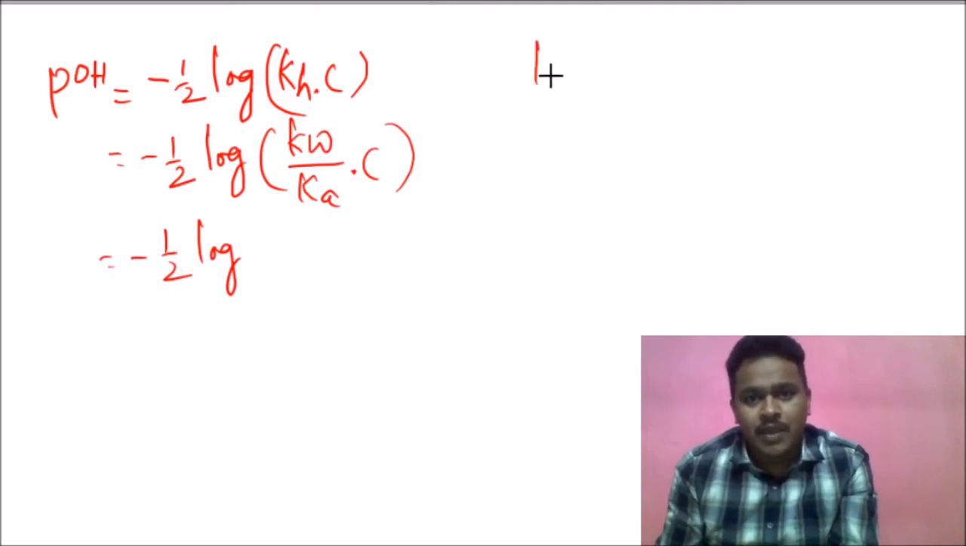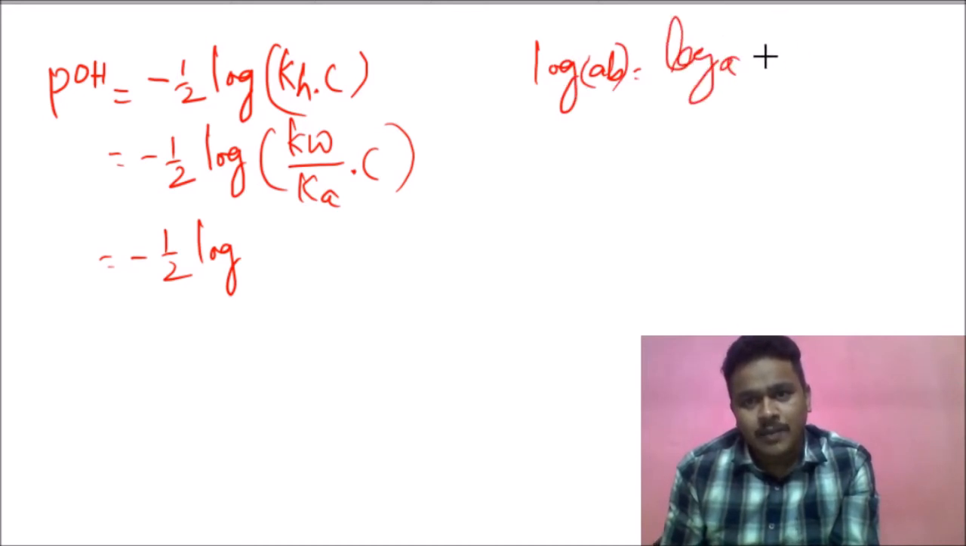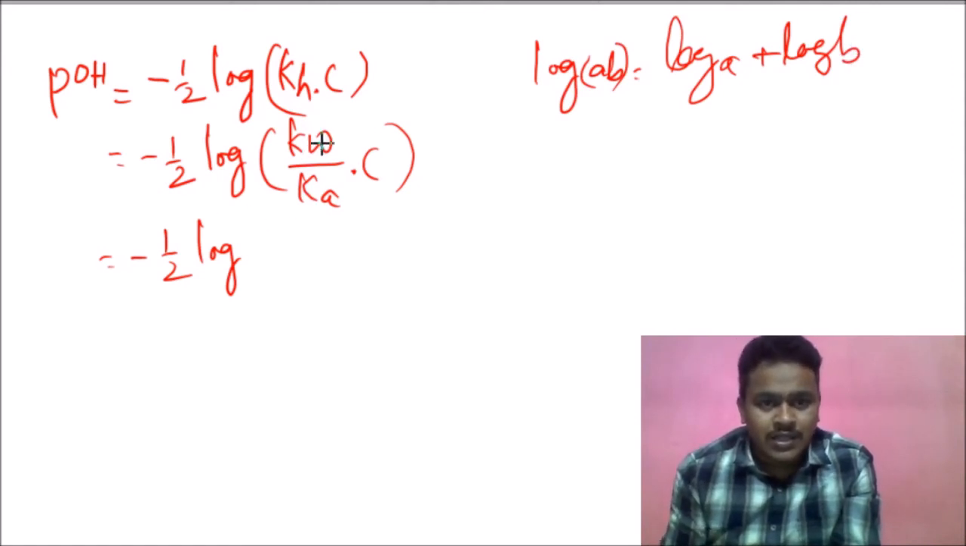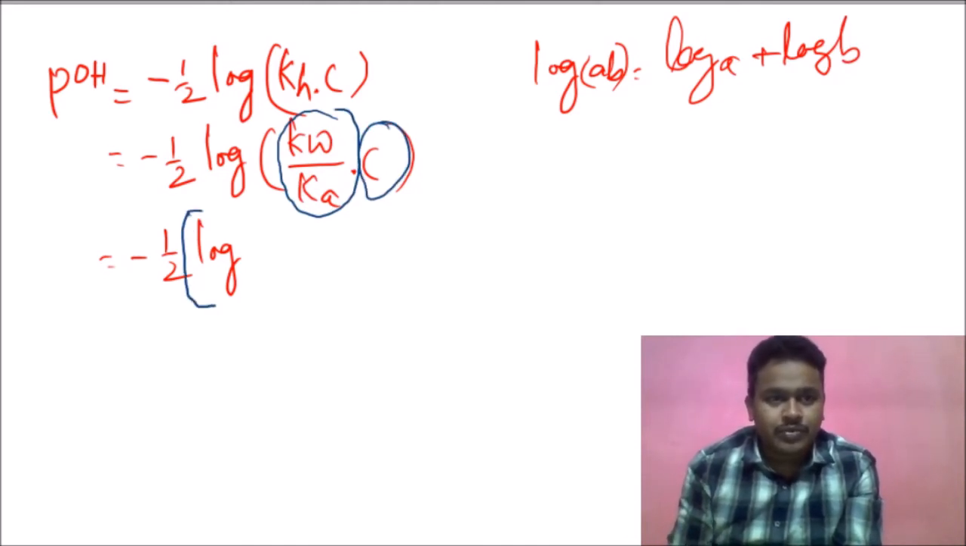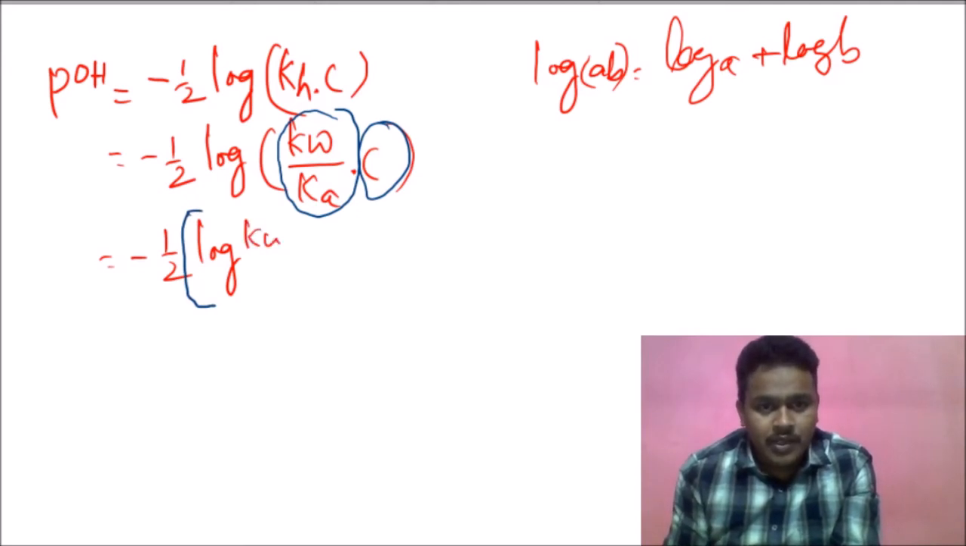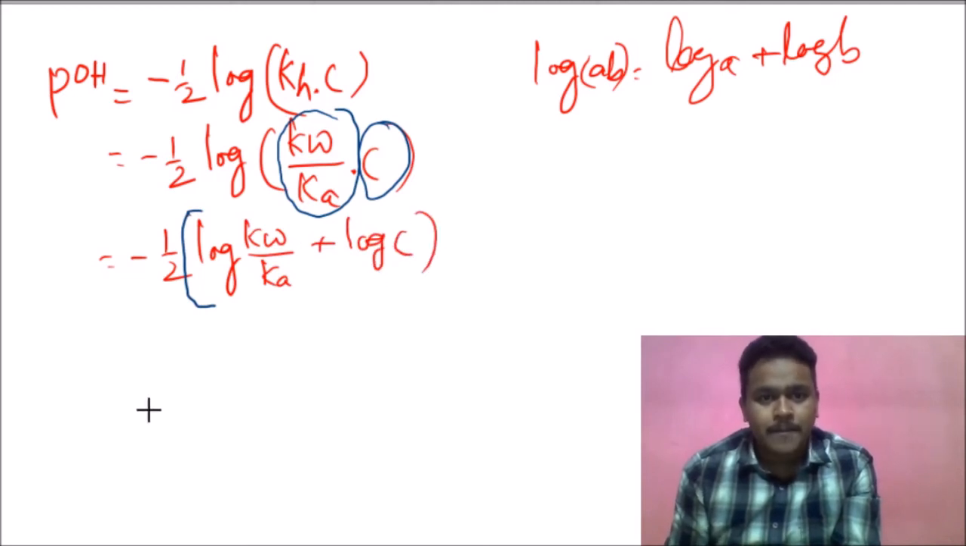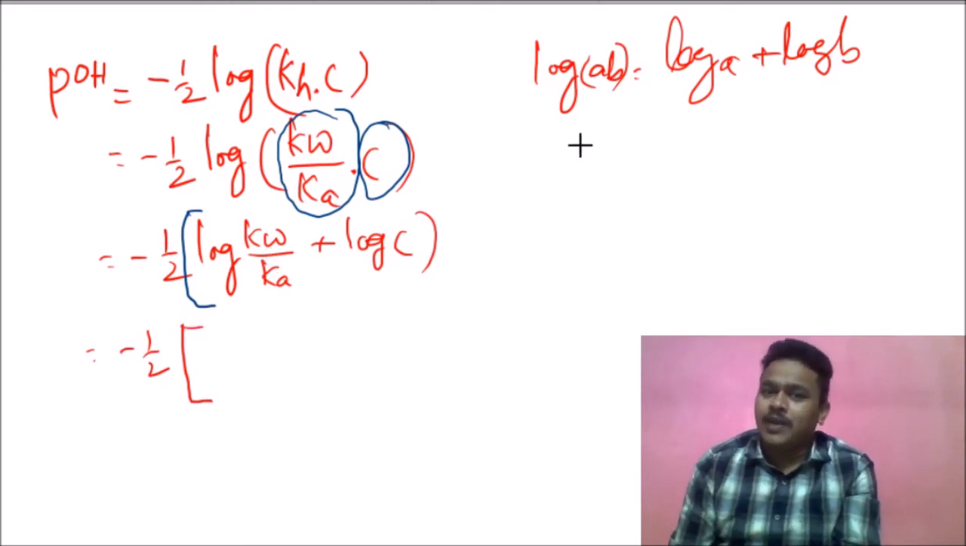log a b. What is the format for log a b? Log a b means log a plus log b. You consider this is like a and this is like b. How can you write? Log a plus log b. After that minus half into, again you can extend, log a by b.